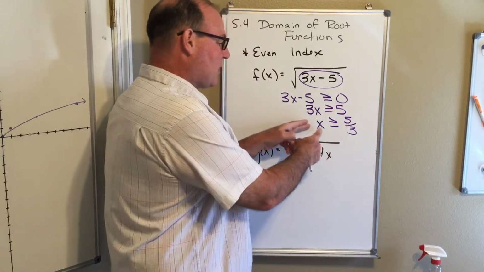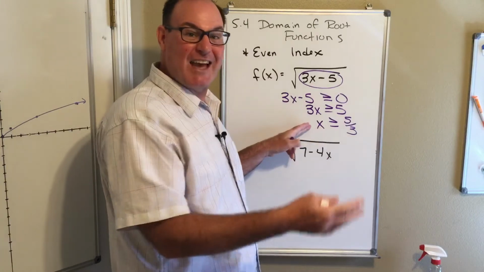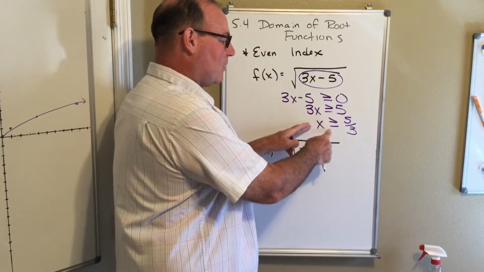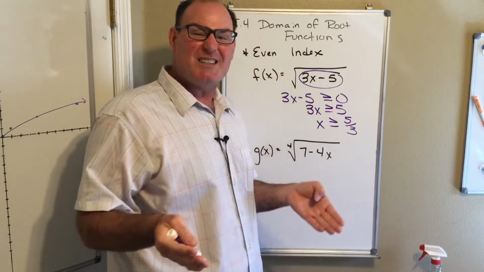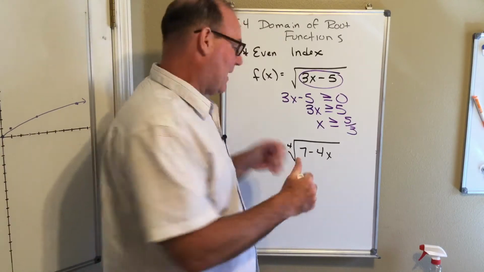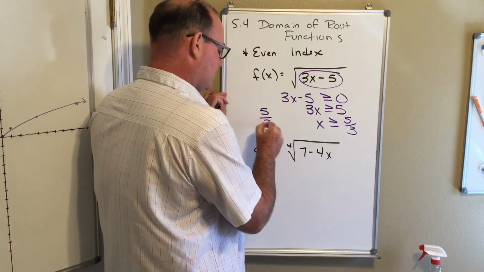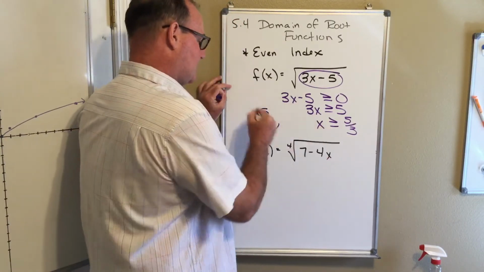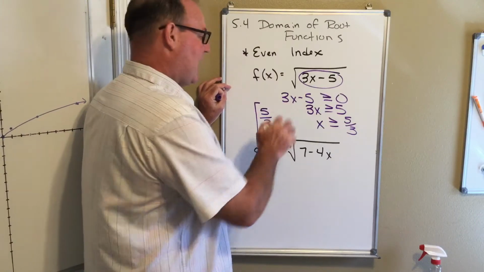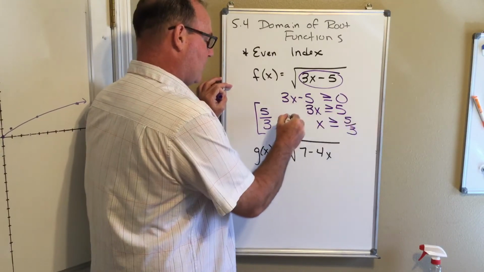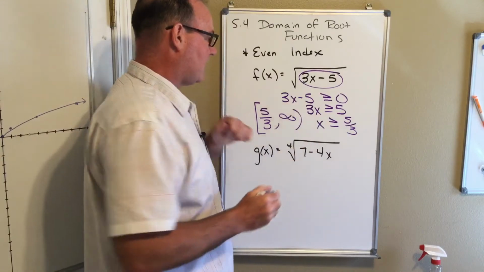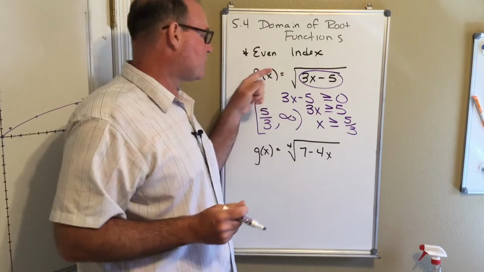What this says is all the values I can plug in, all of the x's, have to be bigger than or equal to 5/3. That makes 5/3 the lower bound of my interval, so 5/3. Since there's an equals, I'm going to put a bracket there. And since there's no upper bound, I'm going to use an infinity. So there is my domain of the square root.